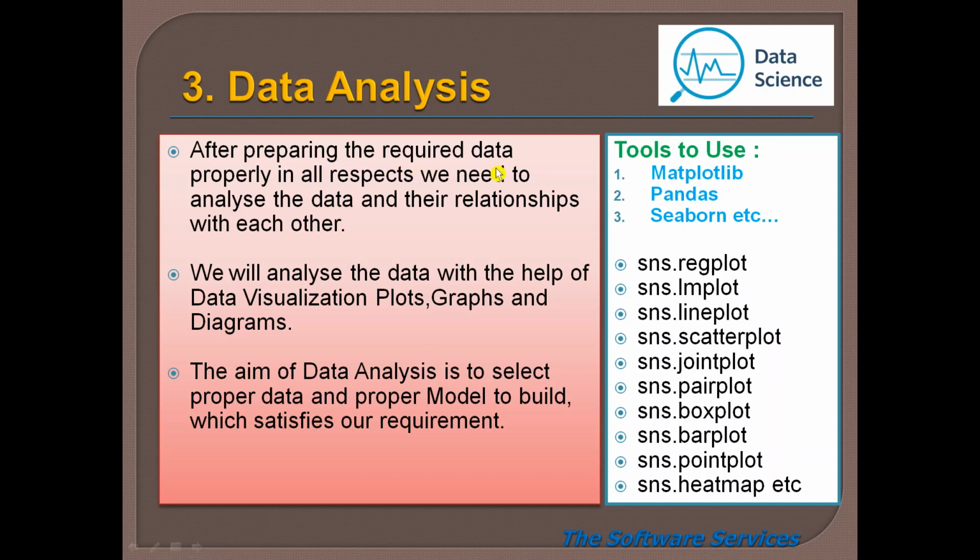So, after preparing the required data properly in all respects, we need to analyze the data and their relationships with each other. This is the important point. What to analyze? The available data and their relationships with each other, how each column is related to the other, what relation is there, whether it is correlated or not, what is the strength of correlation, whether it is a categorical variable or continuous variable. All those things we need to analyze, friends.